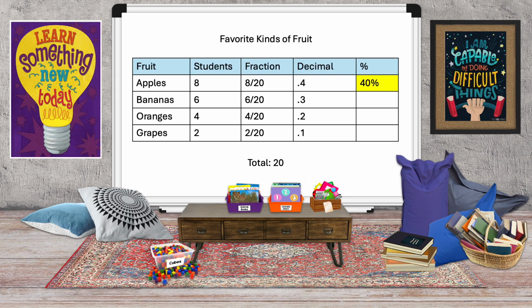Doing the same for the others, we get the following: bananas, 6/20 or 3/10 or 30%. Oranges, 4/20 or 2/10 or 20%. Grapes, 2/20 or 1/10 or 10%.